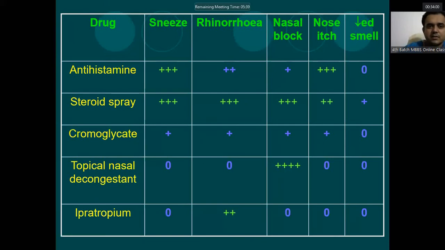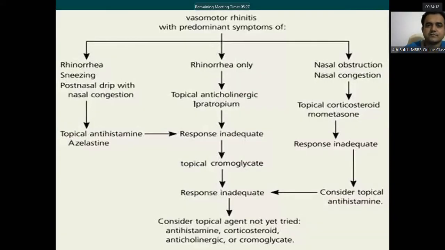Okay, so look here. Ipratropium bromide doesn't help in other symptoms, but in rhinorrhea it is very helpful, right? In vasomotor rhinitis with predominant symptoms, if there is rhinorrhea, sneezing, and post-nasal drip with nasal congestion, then give a topical antihistamine. If rhinorrhea only, then give ipratropium bromide, right?